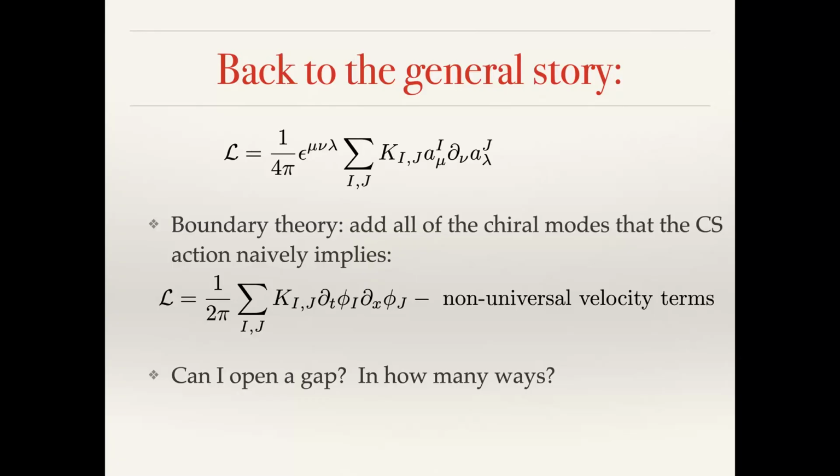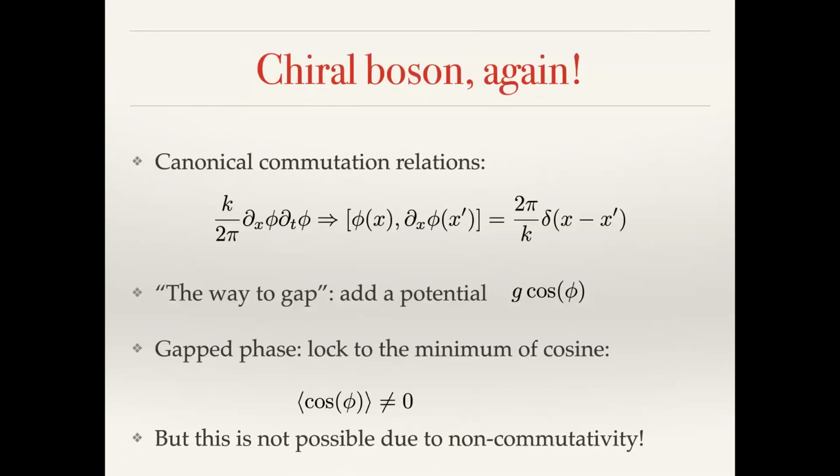And we want to ask, can I open a gap? I have some K matrix. I give you a K matrix, and I want to know how can I open a gap? How many different ways are there to open a gap in this system? Okay. So I'm going over this very quickly, but I think many of you will have seen some bosonization, right? And so how do we open up a gap in these kinds of 1D bosonic theories?